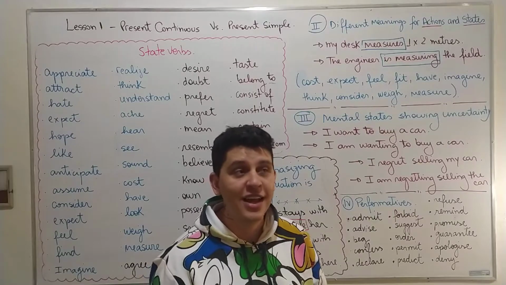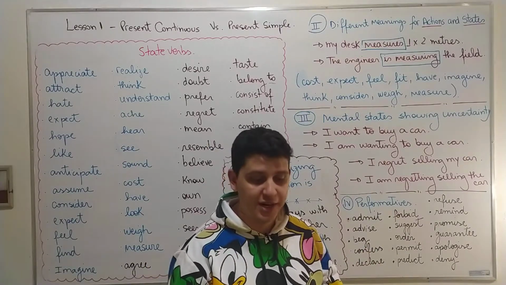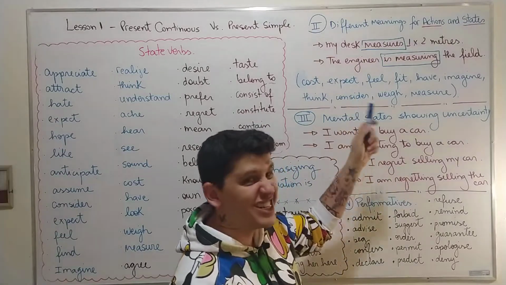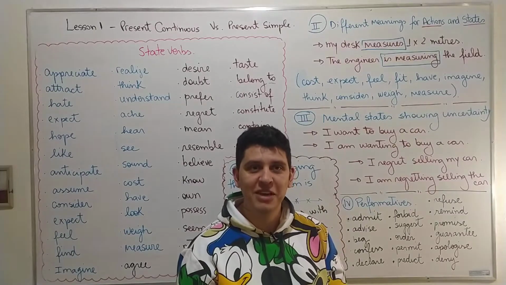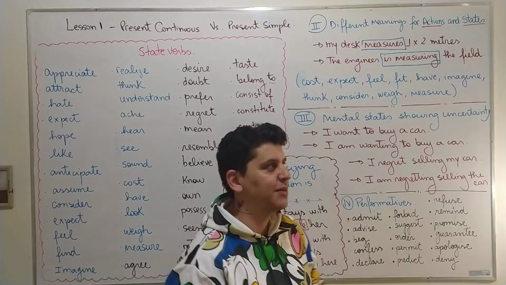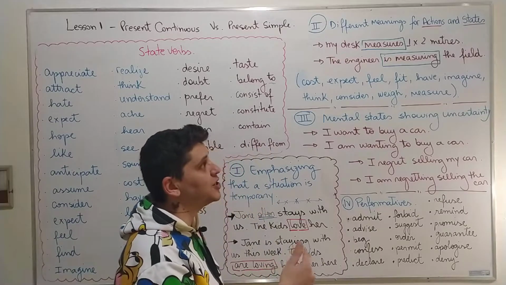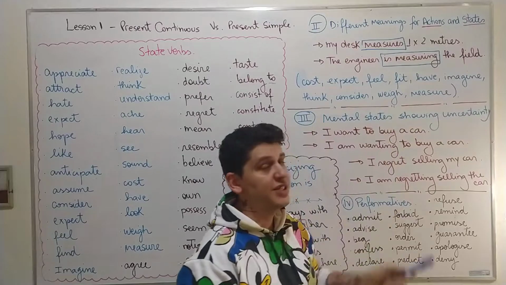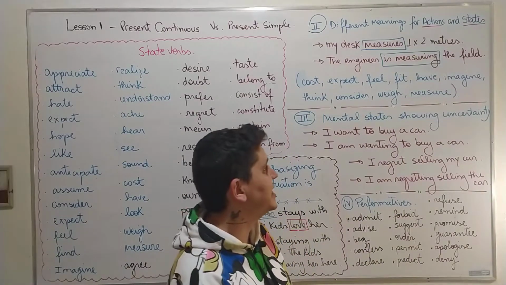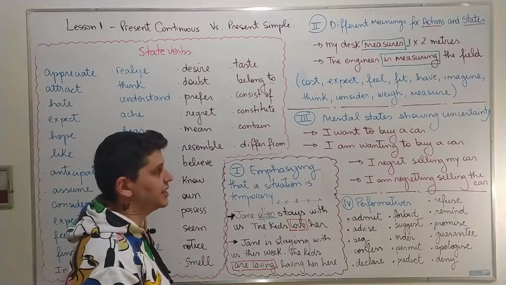I cannot change that unless I'm a carpenter, unless I can make another table or buy another one. But this one measures, it's a state. Nothing is happening, okay? It's just the property of my table. But in the second example, the engineer is measuring the field. Now, measure is an action. Measure is not a state anymore. And thus, as it's an action, we can use it with ing in the continuous tense.